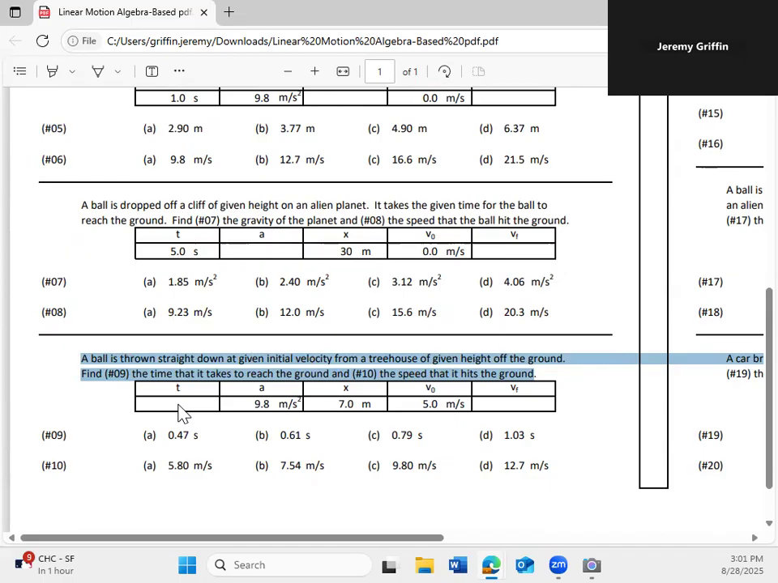The two questions I want to know: how much time does it take to reach the ground? Say you've got a friend down below. It's like, catch this. How much time does he have to react? And also, what's the crash speed? It's supposed to be different than before.